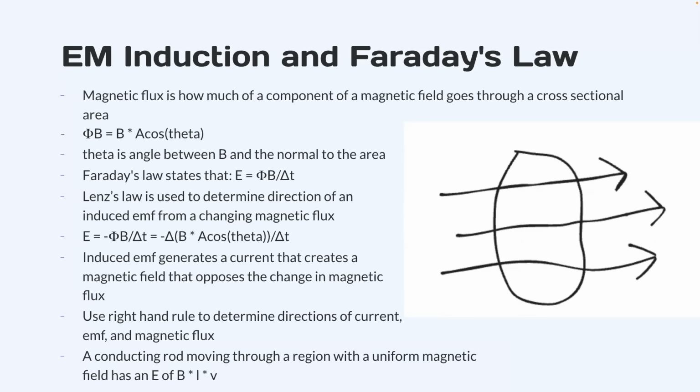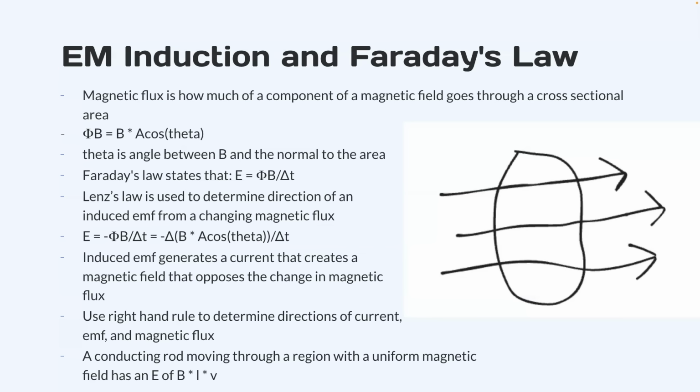Magnetic flux is equal to B times A cosine theta, where A is the area, and theta is the angle between B and the normal to the area. Faraday's law states that E, the electromotive force, is equal to the change in flux over time. We use Lenz's law to determine the direction of an induced EMF from a changing magnetic flux. So essentially, when magnetic flux changes, there will be an induced EMF, and that induced EMF can be used to power a circuit.